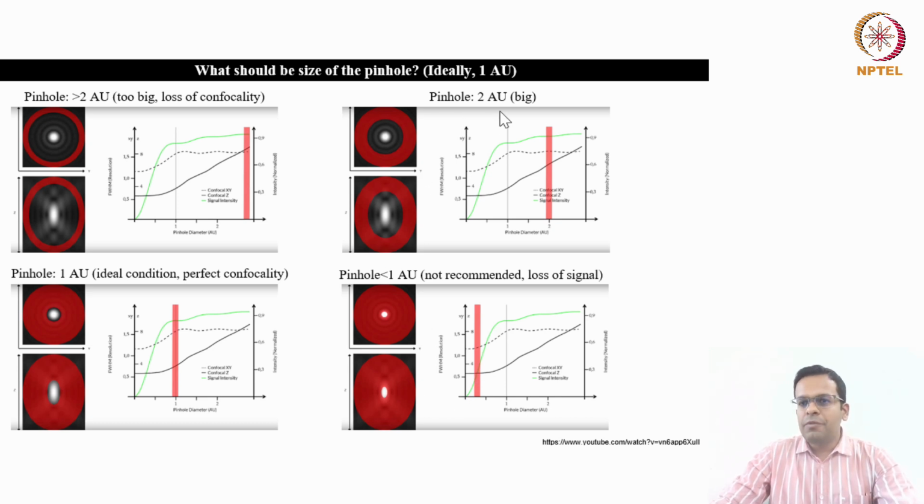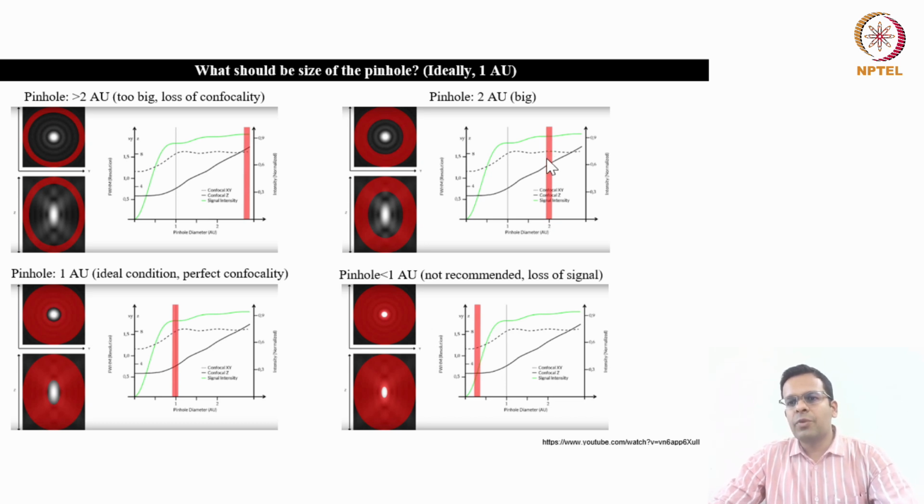What will happen if you keep the pinhole equivalent to 2 Airy units? So here you can see you are collecting maximum light from the sample. So the sample will be bright enough, but you will compromise on the X, Y, and Z resolution if you keep the pinhole at 2 Airy units. Okay, but this is the ideal condition of keeping the pinhole at 1 Airy unit, and this will provide the perfect confocality. So here, see, at 1 Airy unit, what happens?